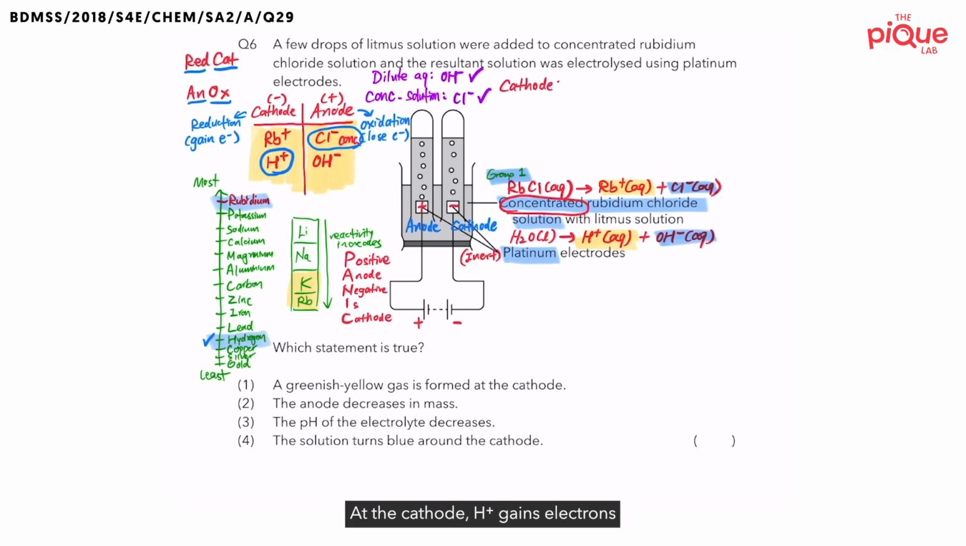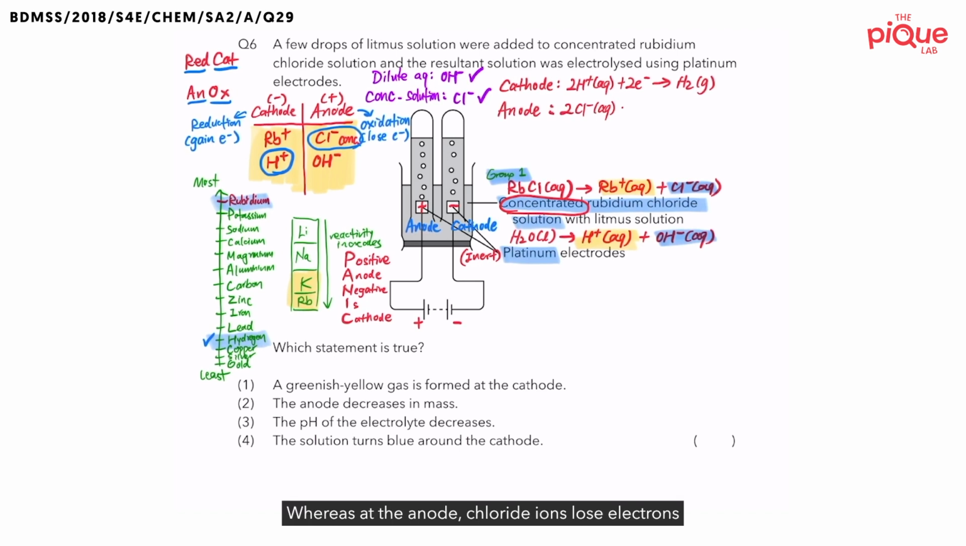At the cathode, H plus gains electrons and is reduced to form H2 gas, whereas at the anode, chloride ions lose electrons and are oxidized to form chlorine gas. If you look at the options given, option 1 says a greenish yellow gas is formed at the cathode.